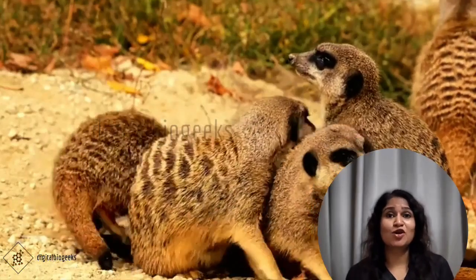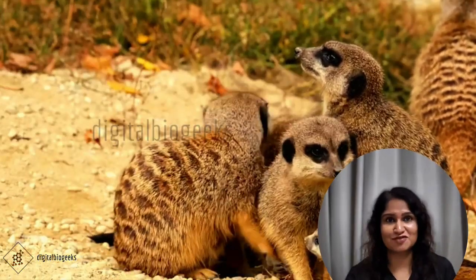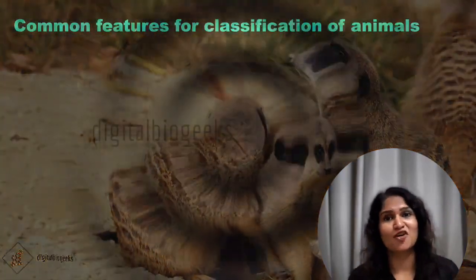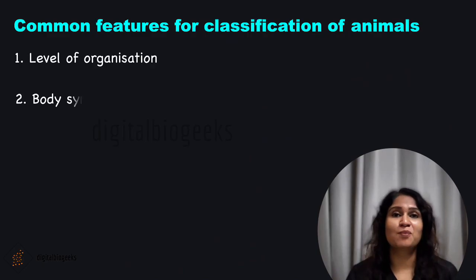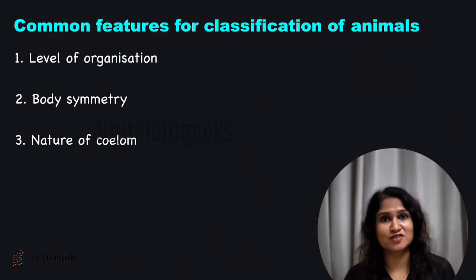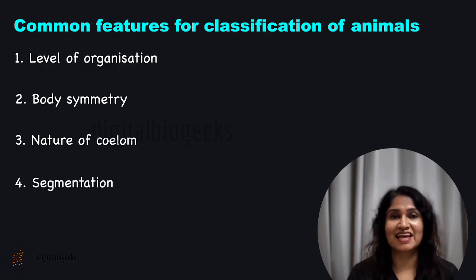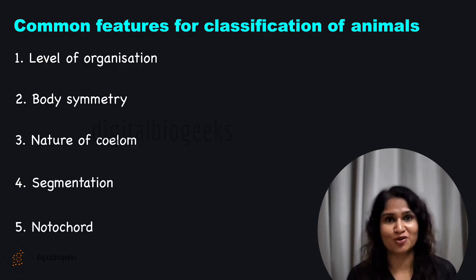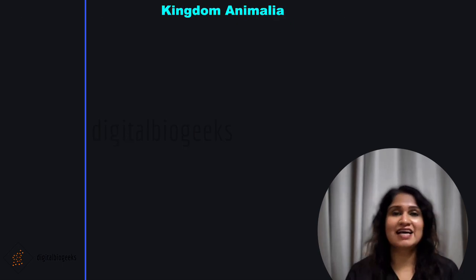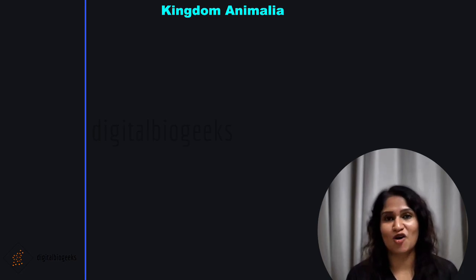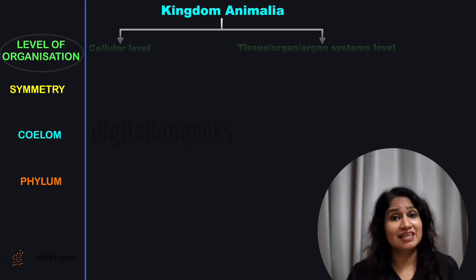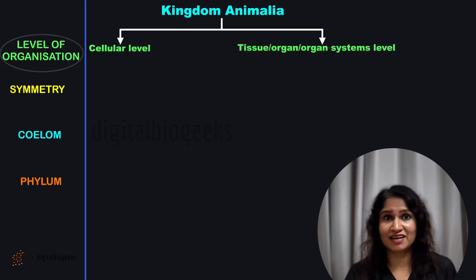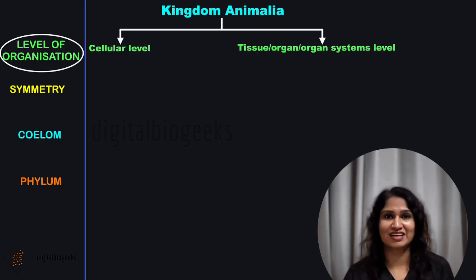Let's learn about the common features that scientists follow in the classification of animals: level of organization, body symmetry, nature of coelom, segmentation, and the presence of a notochord. We know that animals are multicellular organisms. Among them, we can observe 3 levels of organization: cellular level, tissue level, and organ level of organization.